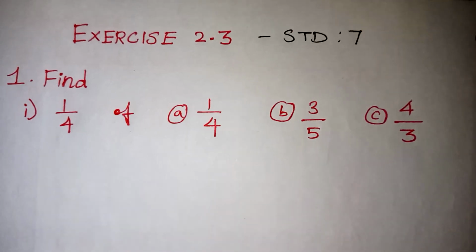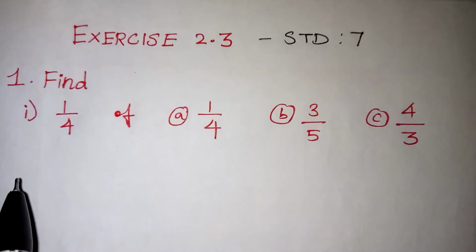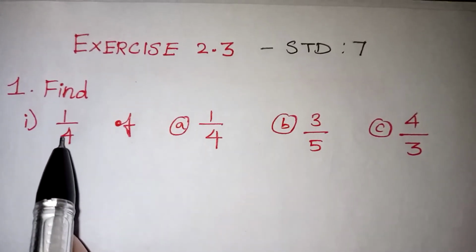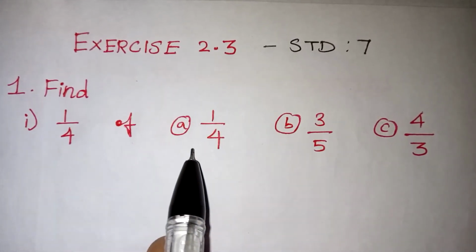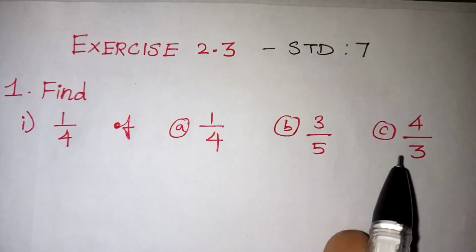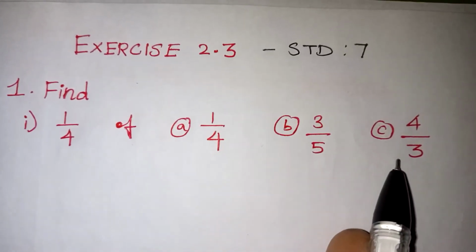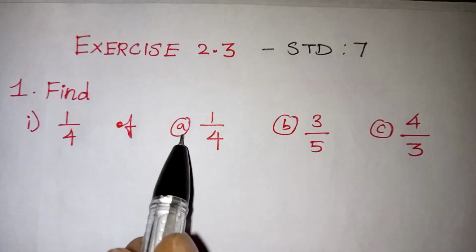Hi students, in this video we are going to learn exercise number 2.3, question number 1. Our question is, find 1 by 4 of: 1 by 4 is the first part, 3 by 5 is the second part of the question, and 4 by 3 is the third part of the question. So all the three problems should be solved separately. So first let us do the A problem now.